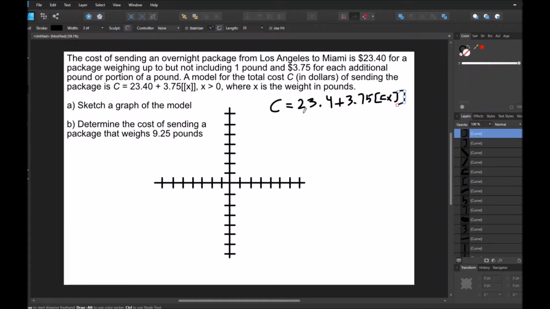So if we plug in 0 for x, we would get 23.4 plus 3.75 times the least greatest integer value of 0, which would be 0. And remember, 0 is the least greatest integer value of 0 because 0 is an integer. This is a times symbol now, because now that we've evaluated the least greatest integer, we can write it in parentheses and multiply it by 3.75. So 3.75 times 0 would be 0, and 0 plus 23.4 would be 23.4, giving us the ordered pair 0, comma 23.4.